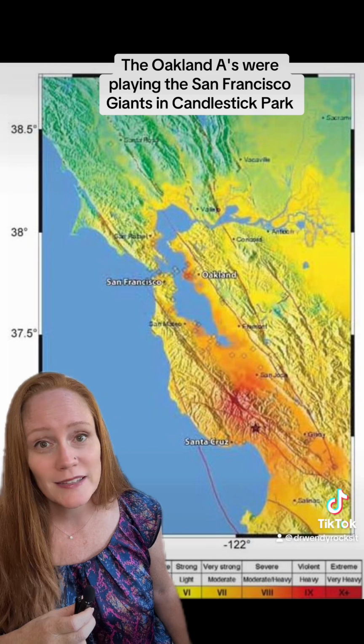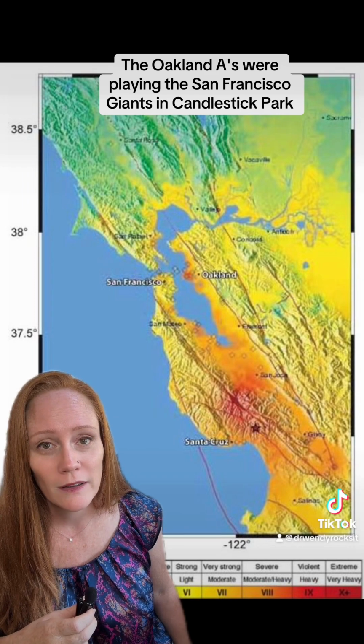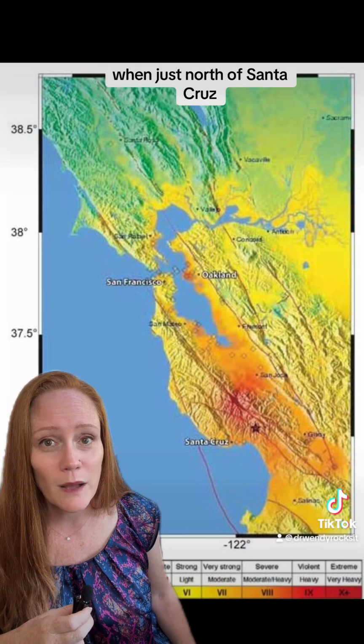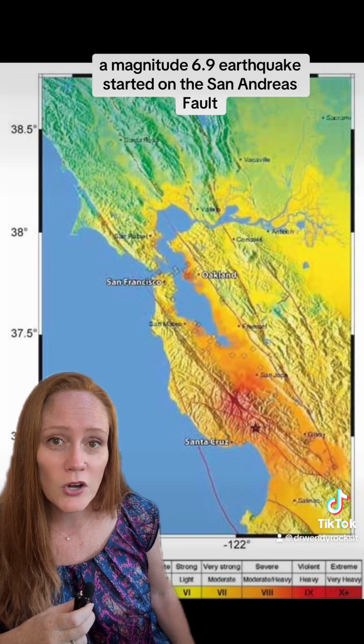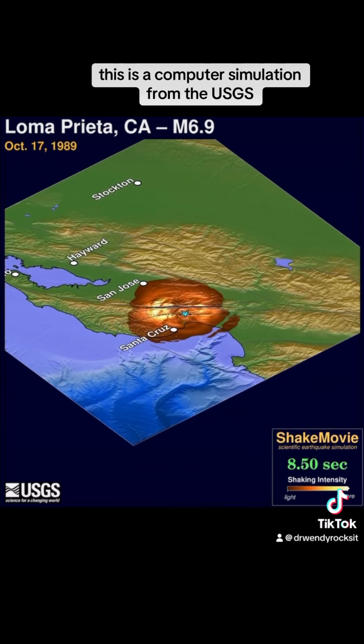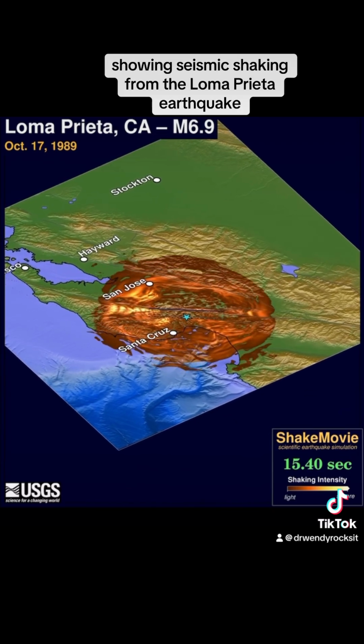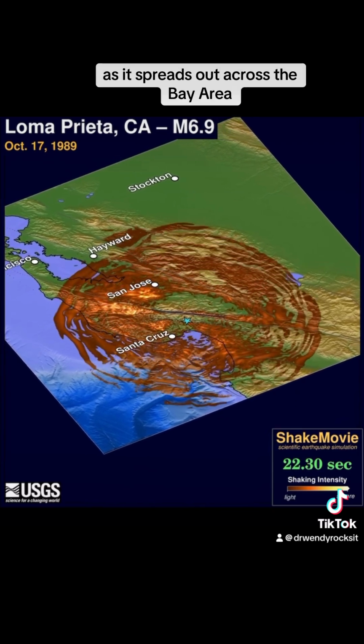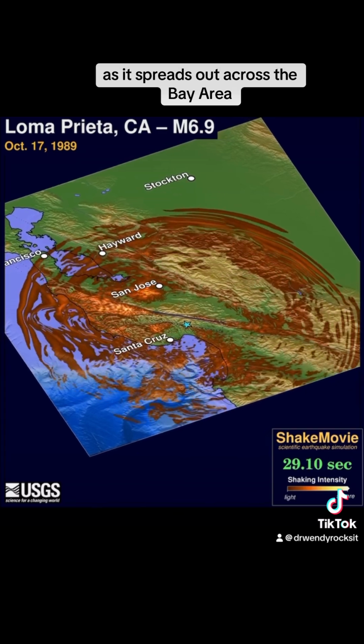The Oakland A's were playing the San Francisco Giants in Candlestick Park when, just north of Santa Cruz, a magnitude 6.9 earthquake started on the San Andreas Fault. This is a computer simulation from the USGS showing seismic shaking from the Loma Prieta earthquake as it spreads out across the Bay Area.